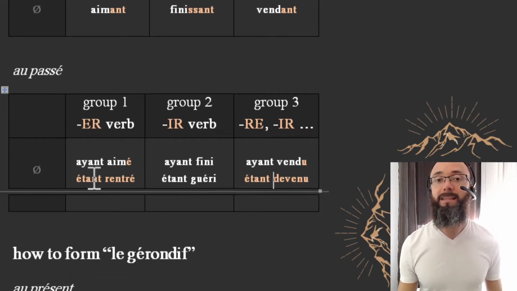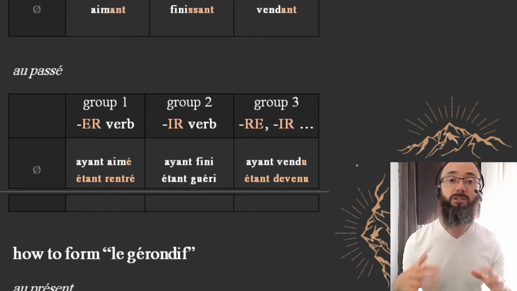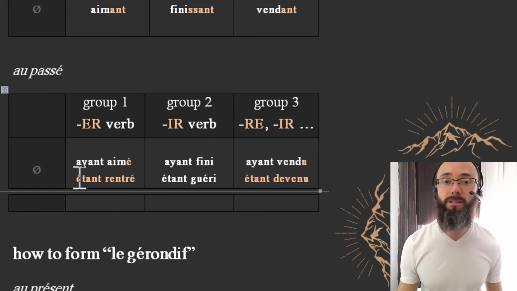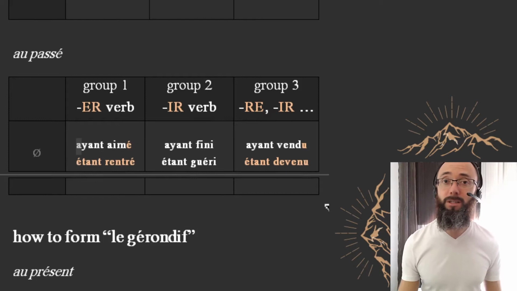Okay, notice that this doesn't change. You cannot change that form into a plural form or a feminine form. It's always going to be étant or ayant, which makes it even easier to conjugate and to use.